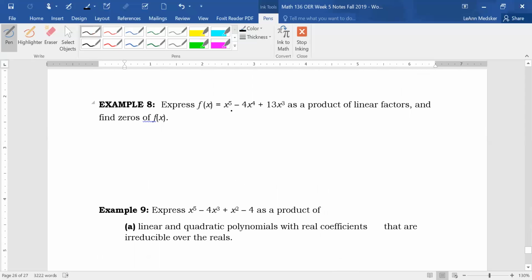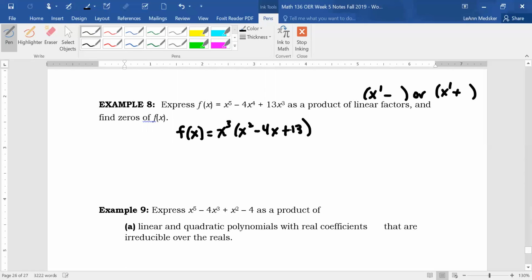This one is, express this as a product of linear factors. Linear factors means every single factor has to be an x to the first plus or minus something. That's what we mean by linear. And find the zeros of f of x. So the first thing I would notice is I can pull out an x cubed, and that leaves me with an x squared minus 4x plus 13. Unfortunately, that quadratic doesn't factor any further, so we need to use the quadratic formula to break this up into linear factors, because right now this is a quadratic factor.